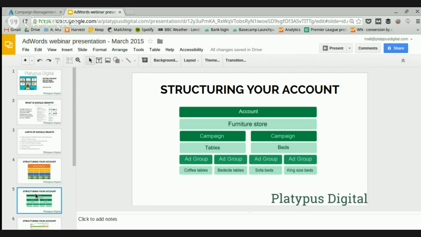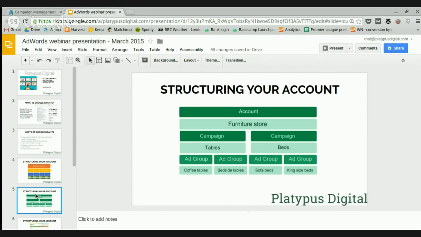In this example, if you're a furniture store, then you probably sell tables. You also sell beds, and you would have separate campaigns for each of the categories of product that you have. Within the tables campaign, you might want to divide that even further into different types of tables. So you'll have one ad group for coffee tables, one ad group for bedside tables. Within the beds campaign, you're going to be selling a number of different types of bed. So you might then want to divide your beds campaign into separate ad groups for sofa beds, for king size beds, all the other types of beds.